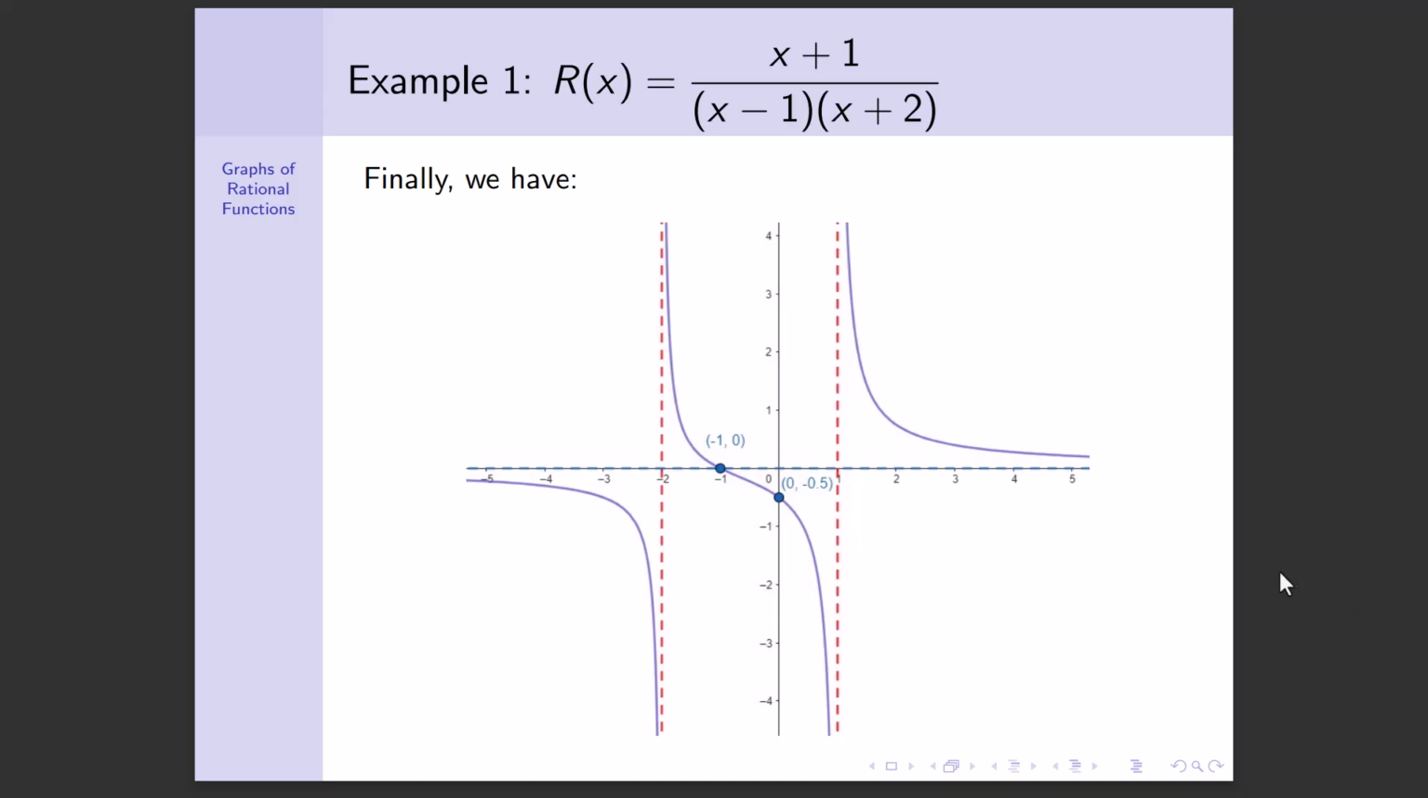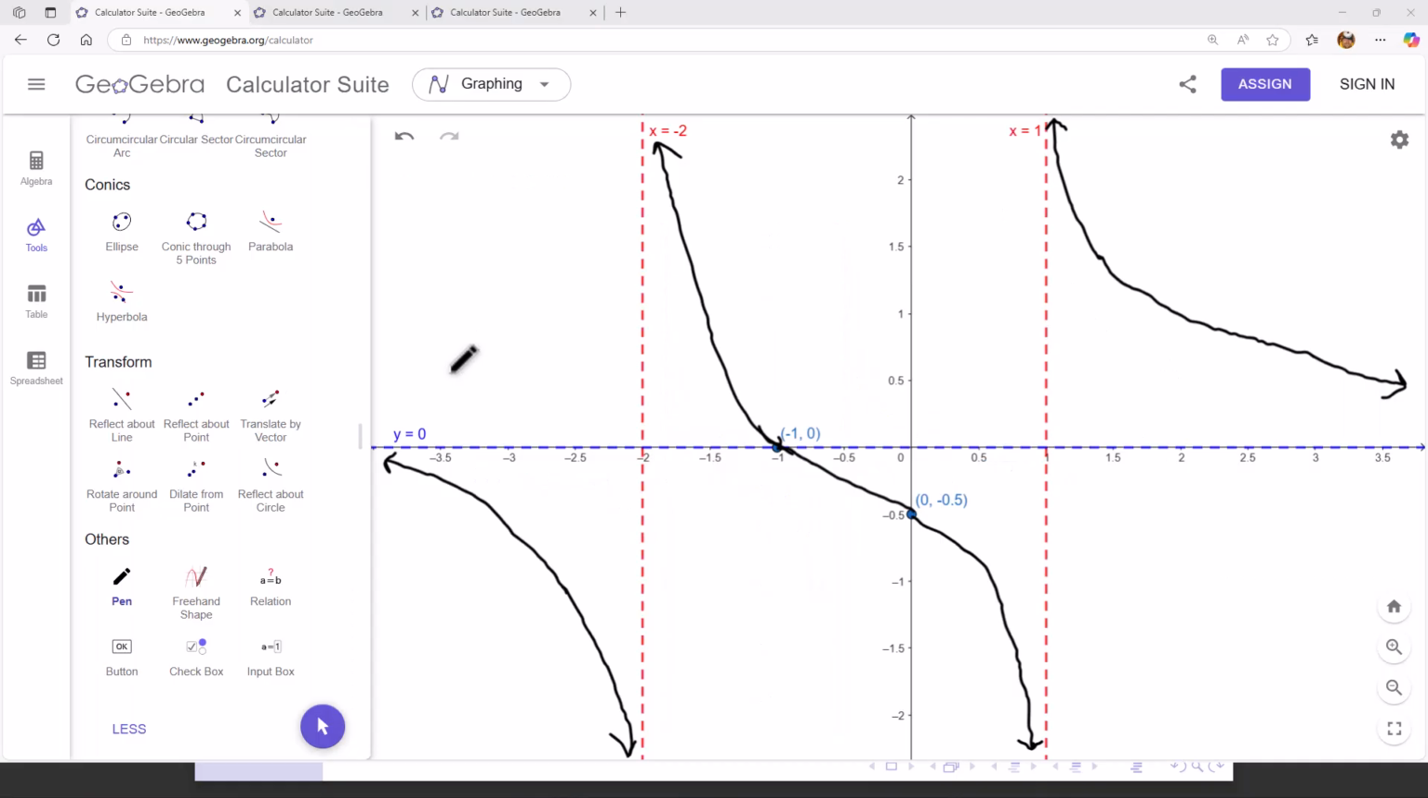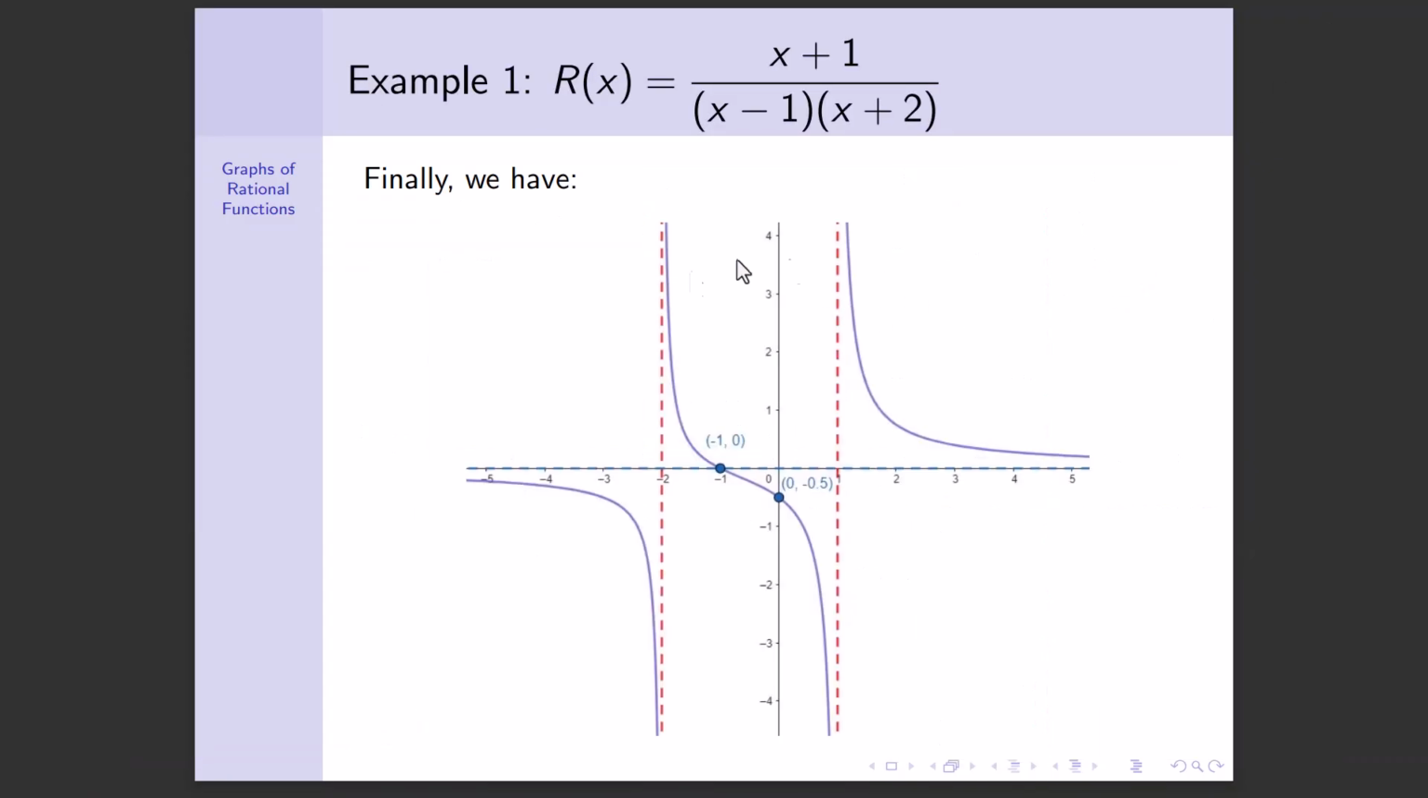So when we examine our sketch, we find that we have this kind of a picture. And when I examine my technology, which graphs it much more accurately, we see that my sketch is consistent with what the technology is showing us. So this is how you can go through and apply the information that we find in the process in order to sketch the graph of a rational function.